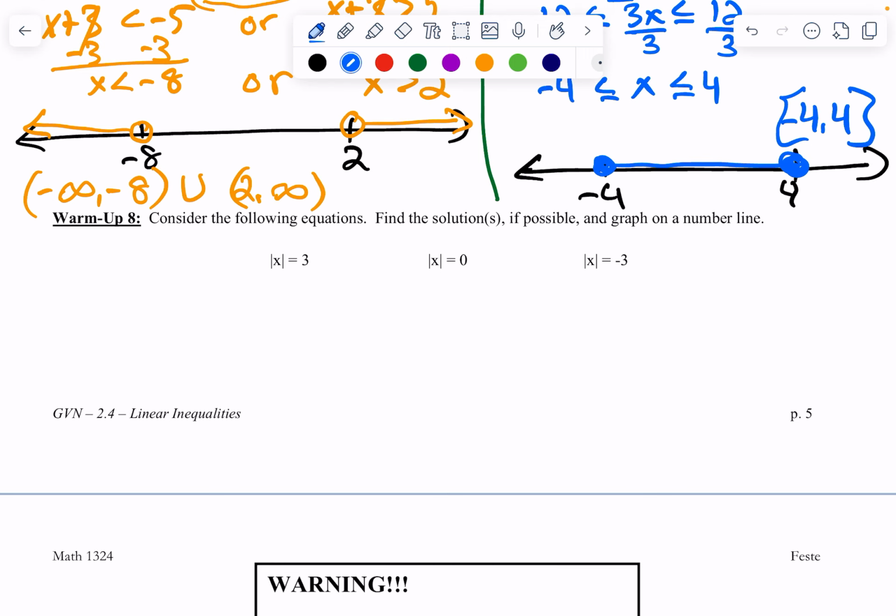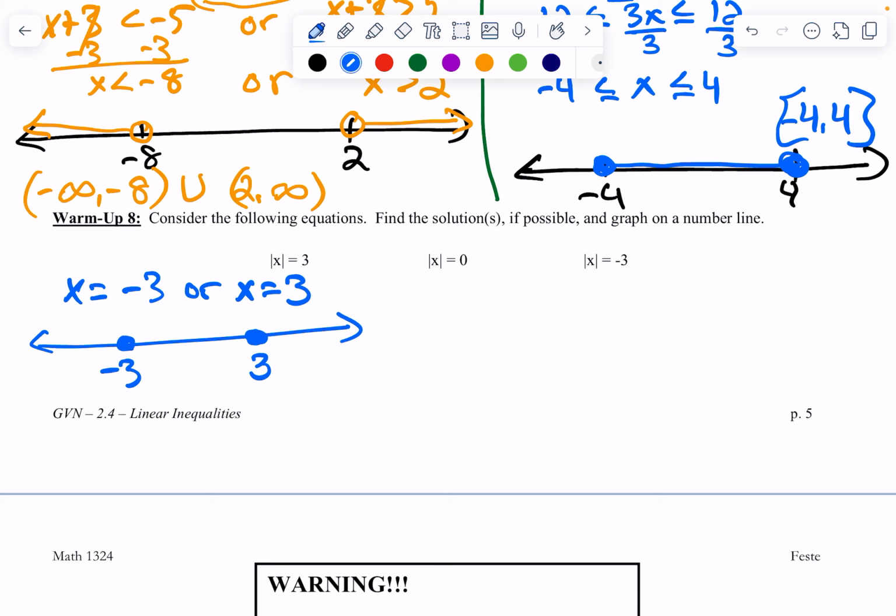Okay, next one. Consider the following equations. Find the solutions if possible and graph on a number line. We already have done the absolute value of x equals 3. So x can be a -3 or x can be a 3, either one. Number line, -3 and 3. Notice that it is an equal sign, so it's just the one point. So if we wrote this in interval notation, it would be -3 inside brackets or 3 inside brackets.